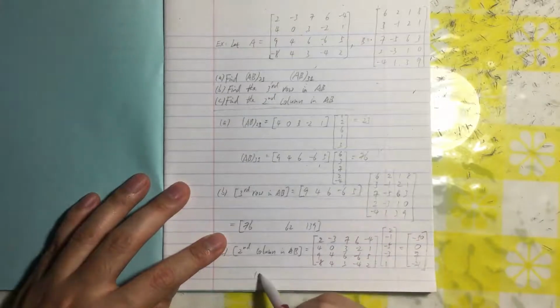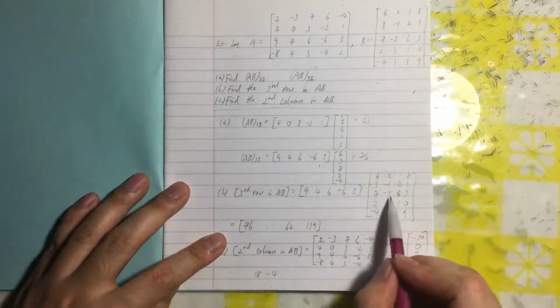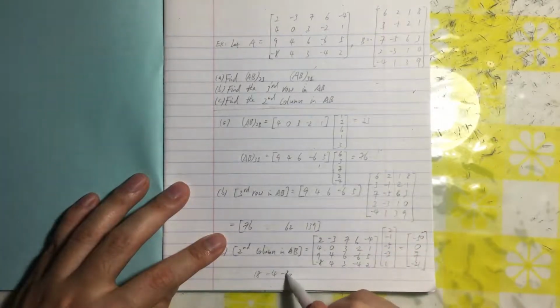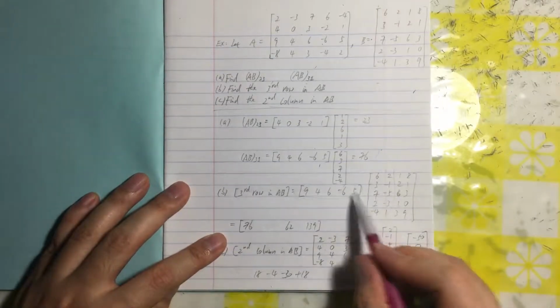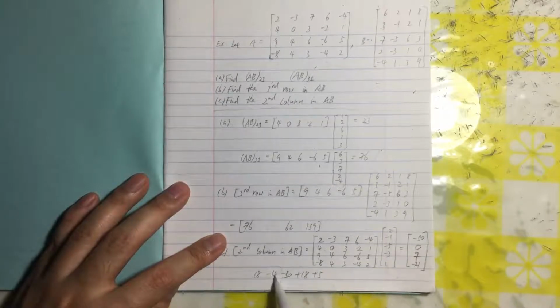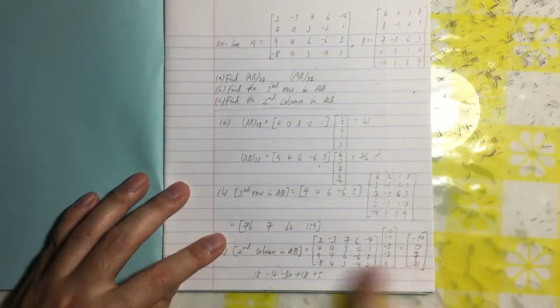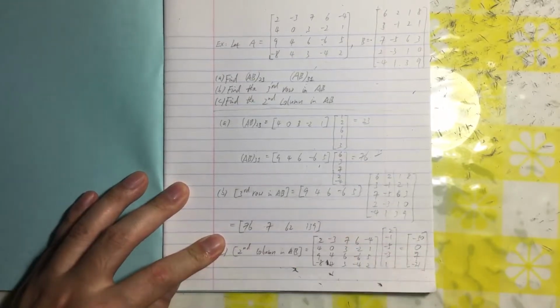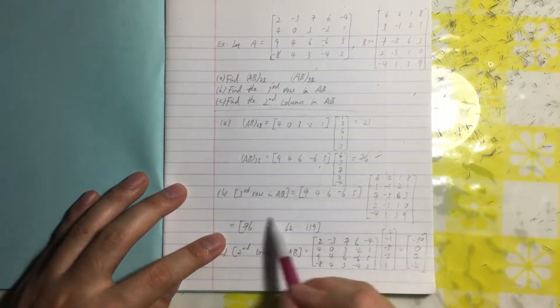9 times 2 is 18. Negative 1 times 4 is negative 4. Negative 5 times 6 is negative 30. Negative 3 times negative 6 is positive 18. 1 times 5 is 5. 18 minus 4 is 14. 14 minus 30 is negative 16. Negative 16 plus 18 is 2. 2 plus 5 is 7. It should be 7 here. Let's match what we have here. That's the second row, third column. It should be the same.